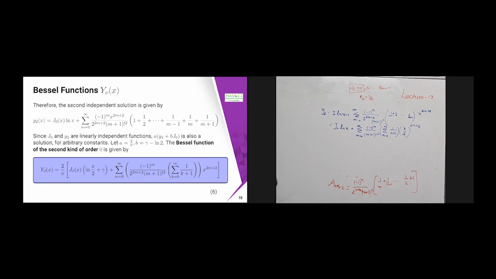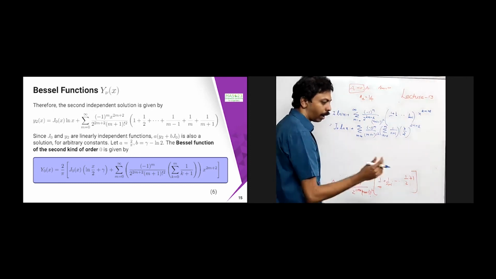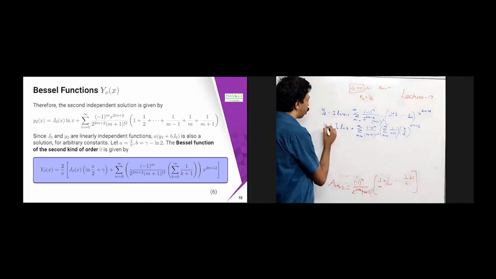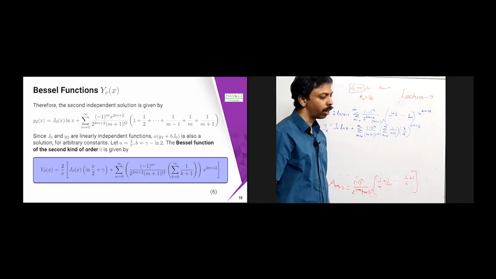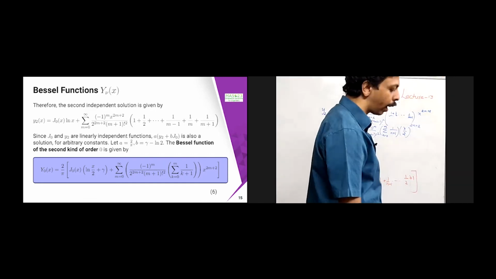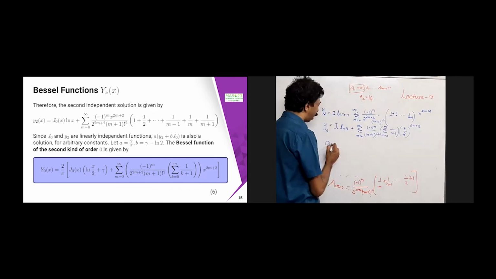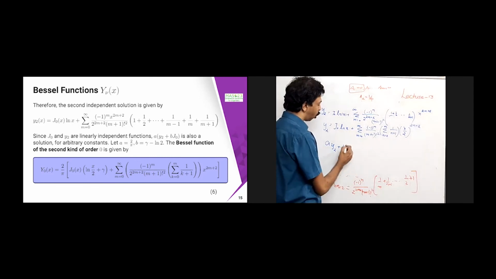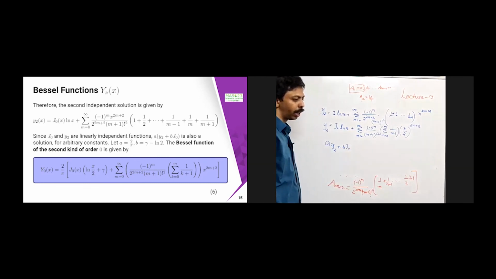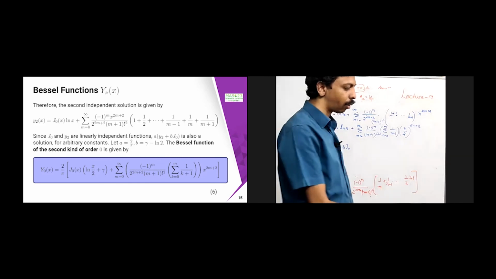Now what we are going to have here is that I can write y2 is a solution, and J0 is a solution. So I can write that J0 and y2 are linearly independent functions. Therefore, you can write some constant into y2 plus a constant into J0 also. A into y2 plus b into J0 is also going to be a solution.